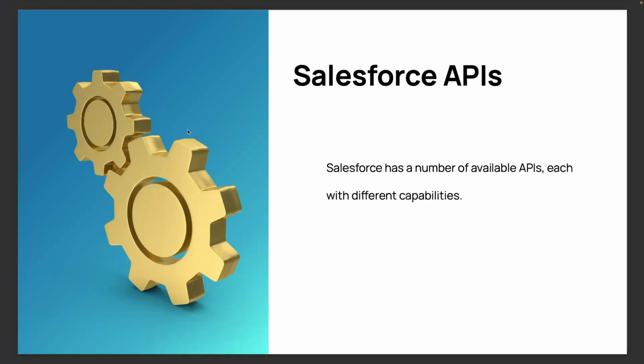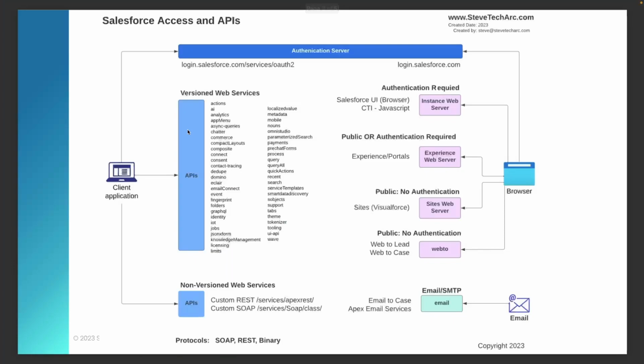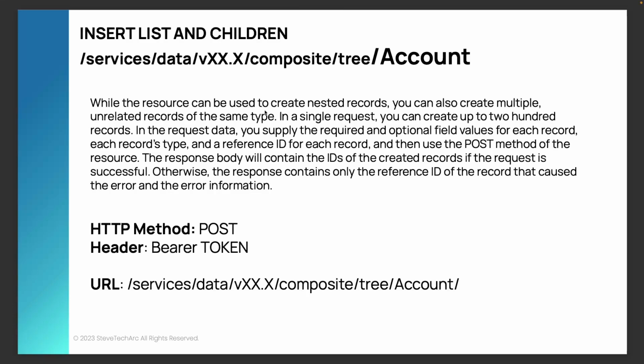So looking at the Salesforce APIs, there's a whole number of APIs. Here's a chart I have showing that coming into the client application, we're first going to authenticate, and then we're going to hit one of the versioned web servers. And today we're looking at the Composite Tree API. And so we can insert a list of objects and its children. So we're going to services data, version number, hitting Composite Tree and the SObject name. We put in reference numbers to the objects, and we can then use those reference numbers between the future inserted objects. We're doing the POST method with the bearer token authentication.